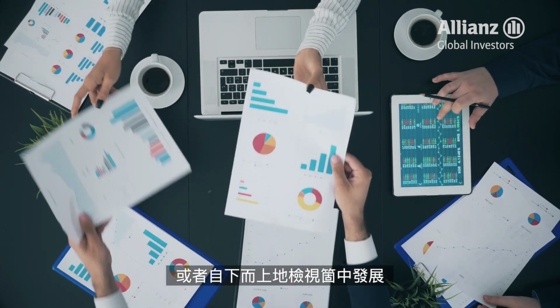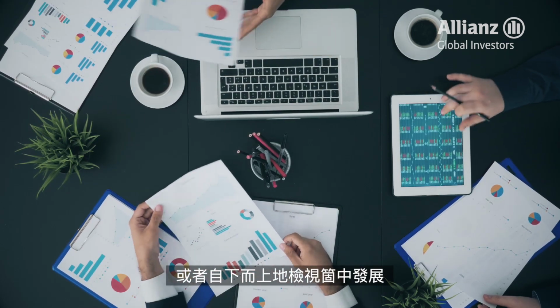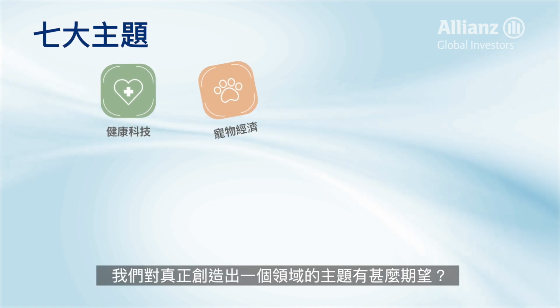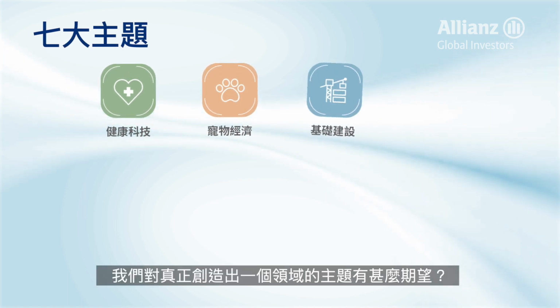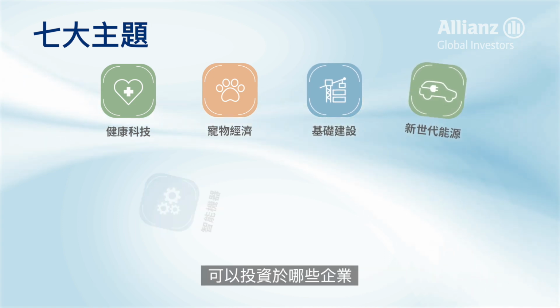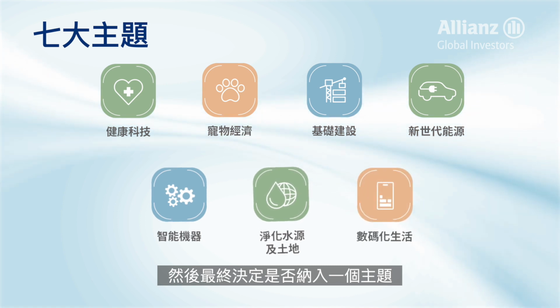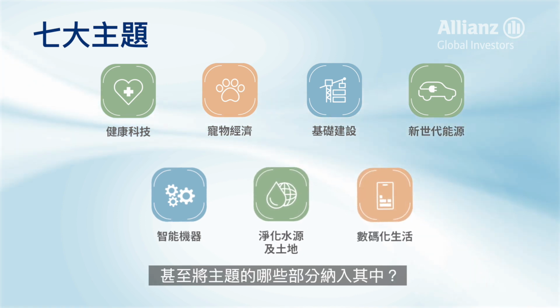Or you actually identify a certain development bottom up. So there's a group of companies that are all affected by something similar. And then you, on closer observation, can identify a common theme for this development. And this then can be the starting point for us to have a closer look at the theme, define the theme, what are the drivers behind the theme, what is the expectations that we can have in a theme, really create the universe, what are the companies that are available to invest in, and then finally take a decision whether to own a theme or even how much to own of a theme.